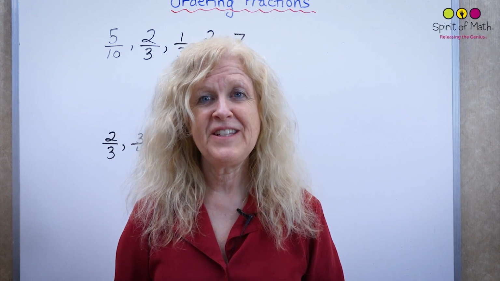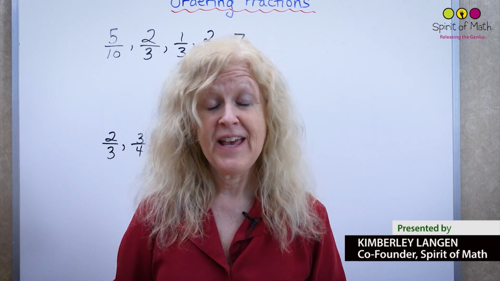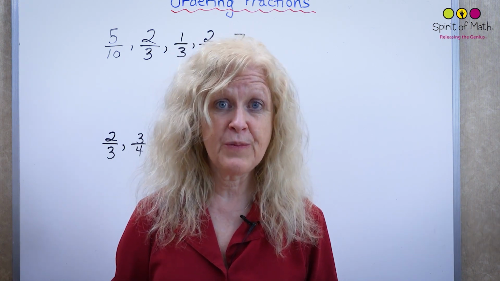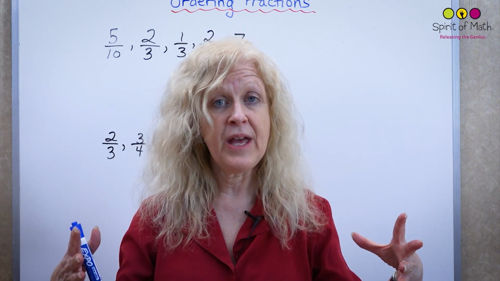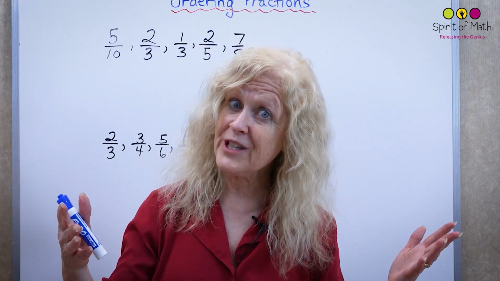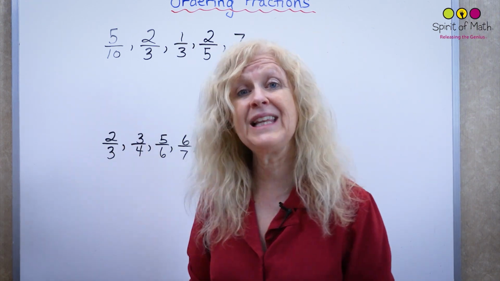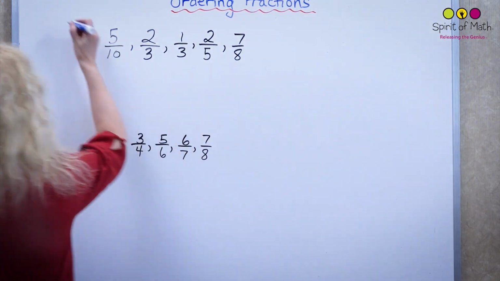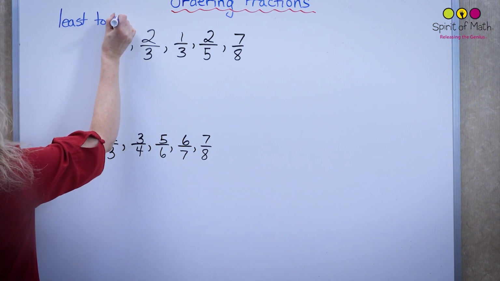Hello everybody. In today's video, I'm talking about ordering fractions. Now you already know how to compare fractions to determine which one is larger or smaller between two different fractions. Now we're going to look at a list of them and you have to order them from the least to the greatest or from the greatest to the least. Okay, so in this case, I'm going to ask you to do it from the least to the greatest. Okay, so I'll write that down here first, least to greatest.